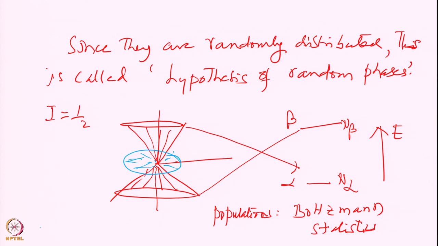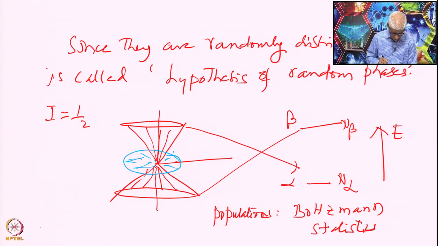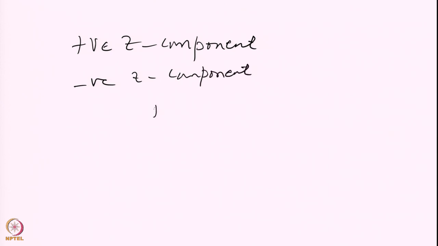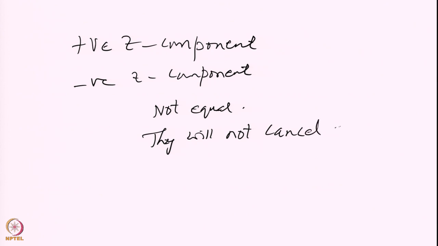Now what about the z component? There will be a positive z component as well as a negative z component. These are not equal. Therefore, they will not cancel entirely. As a result, there will be a net magnetization, a net component along the z axis. So we will represent this as this thick arrow here. This we call the equilibrium magnetization.